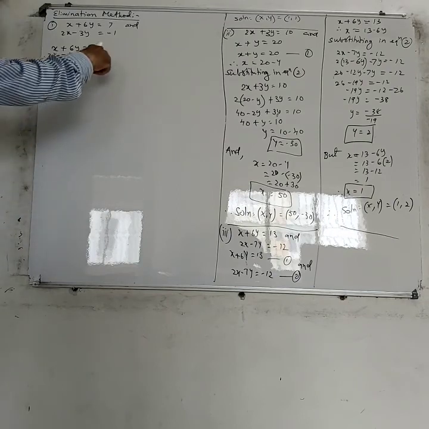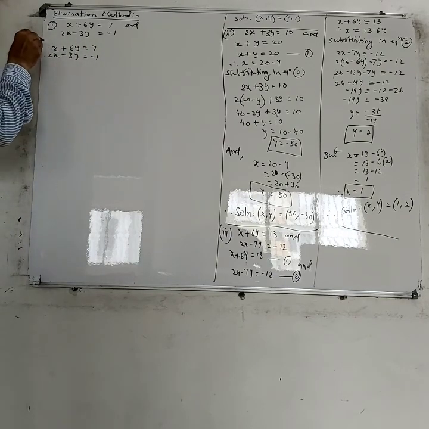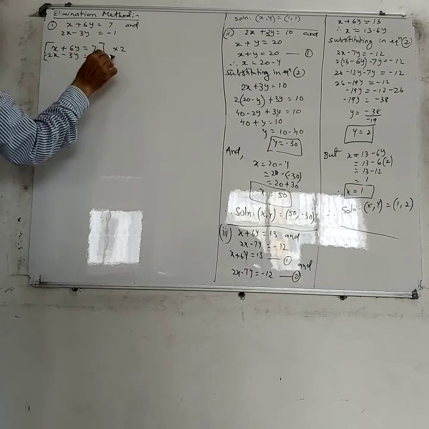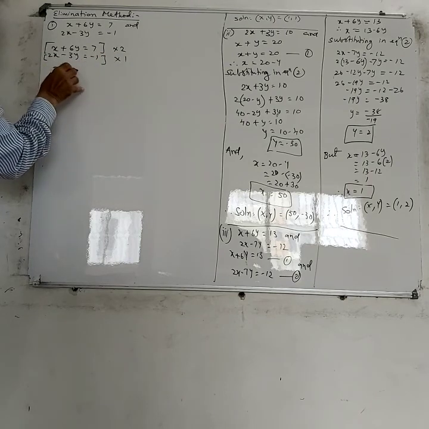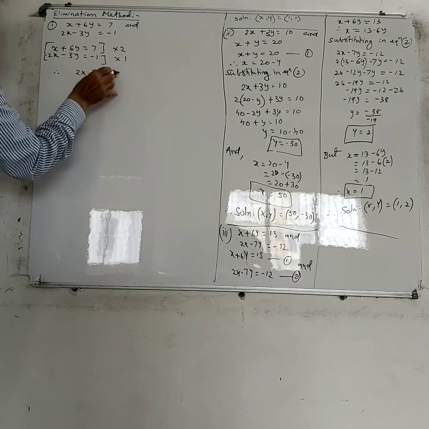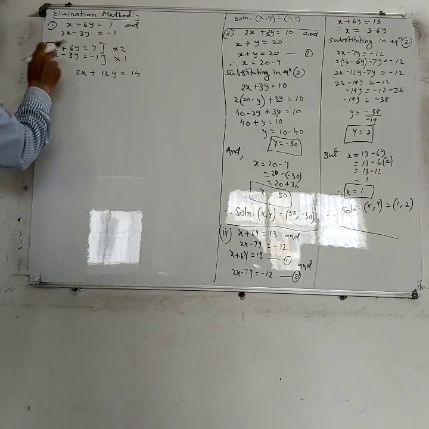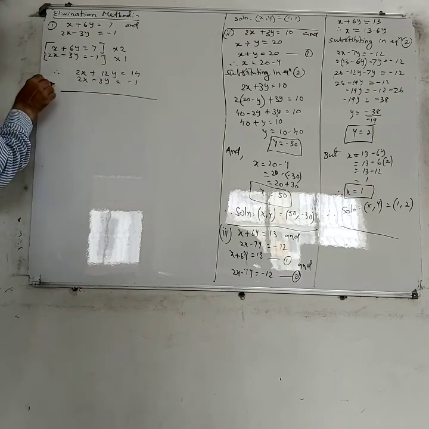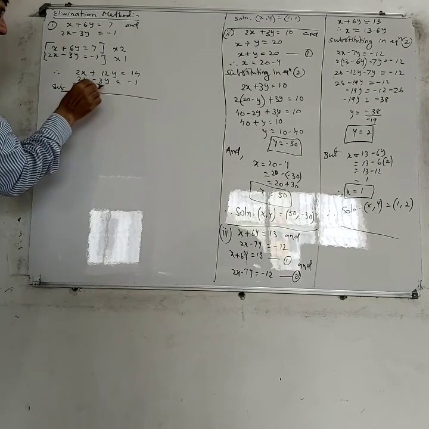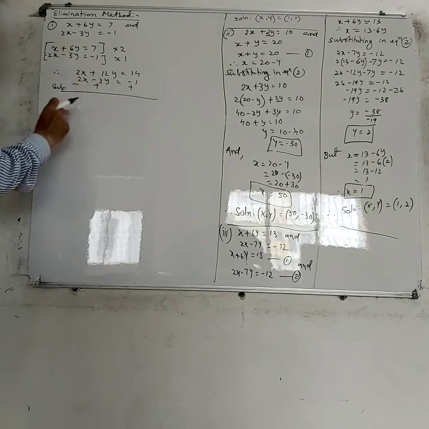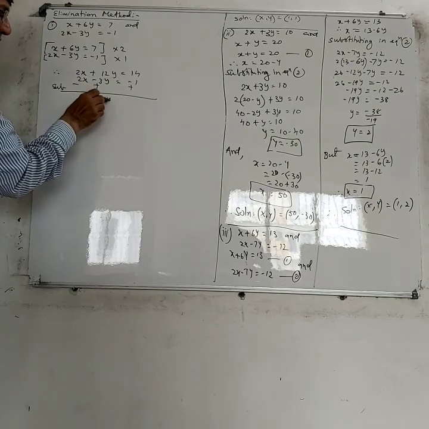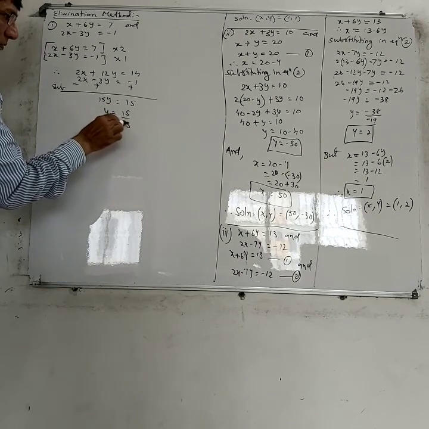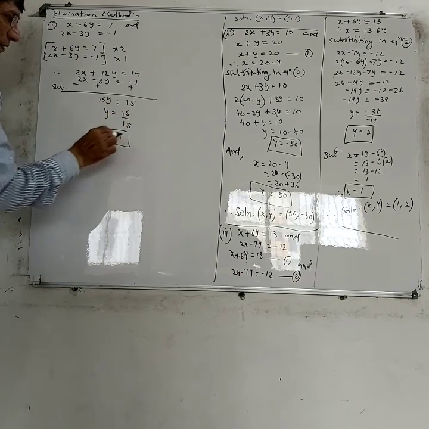Now, it's important to make one of them equal. So if I multiply the first one by 2 and the second one by 1, therefore I get 2x plus 6 2s are 12y, 7 2s are 14. Multiply it by 1, so it remains the same, minus 1. Now you subtract them. When you subtract them, you change the sign. 2x minus 2x. 12y plus 3 is 15y. 14 plus 1 is 15. So y is equal to 15 upon 15, or y is equal to 1.